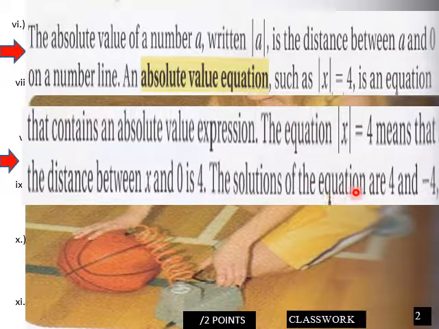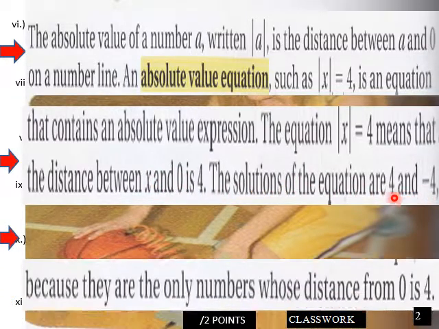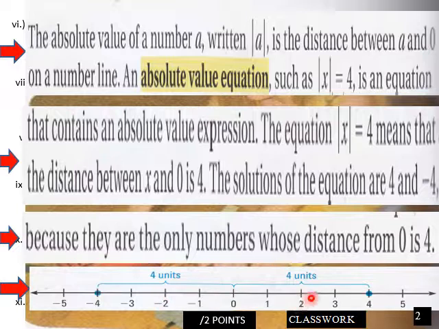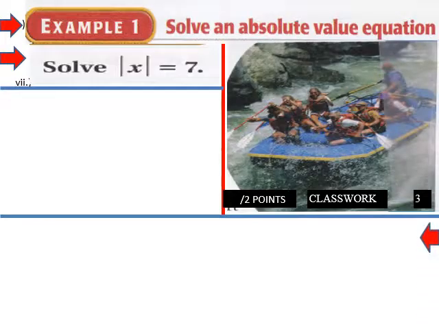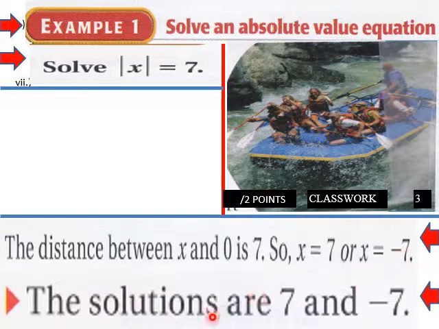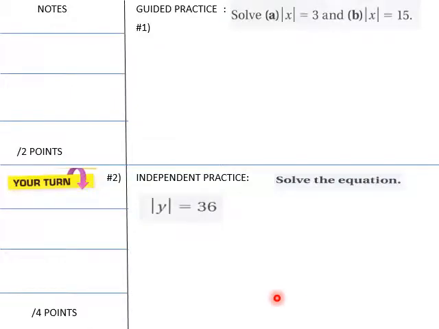The solutions of the equation are 4 and -4 because they are the only numbers whose distance from 0 is 4. And then here is an example of the graph of the absolute value of x: -4 and then 4. Okay, example 1, solve absolute value equation. Distance between x and 0 is 7, so x equals 7 or x equals -7. Solutions are 7 and -7.